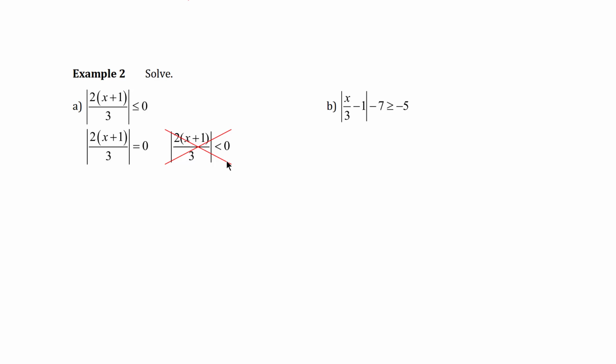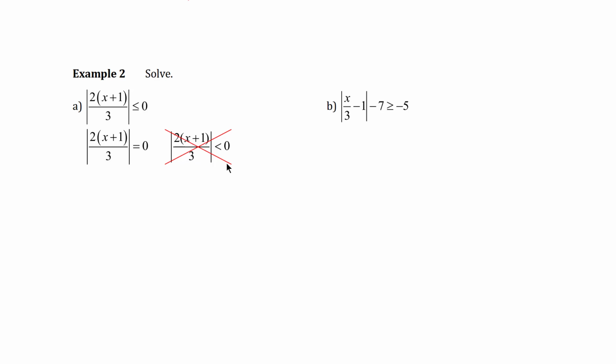Recall from the previous section that the absolute value represents a number's distance away from 0. Distance is either positive or 0. It can never be negative. This means that the situation where the absolute value is less than 0 has no solution, and we don't need to work that part out.